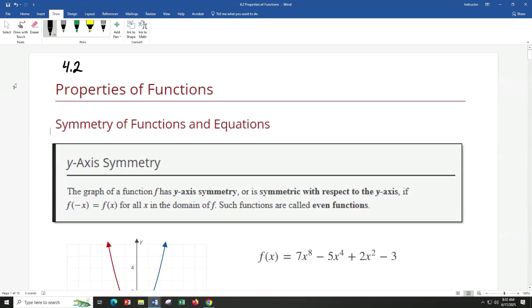So jumping in, 4.2, properties of functions. Remember the last class in 4.1, you learned about how to move functions around, up and down, left and right, or horizontal and vertical. We can stretch them, we can compress them, flip them across the x-axis, flip them across the y-axis.